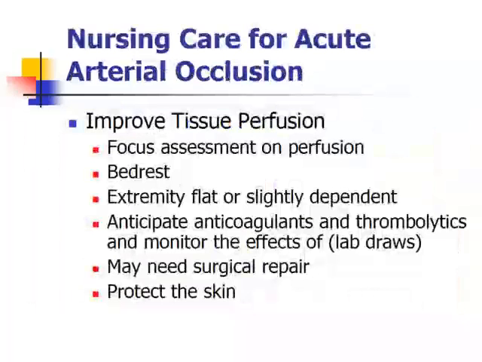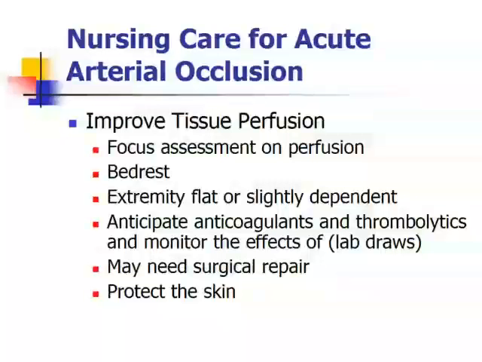Nursing care for patients with acute arterial occlusion, the main goal is to improve tissue perfusion. So focus assessments on perfusion, keep that patient on bed rest. The extremity needs to be in a flat or slightly dependent position to increase blood flow to that extremity. That patient will more than likely be on anticoagulants and thrombolytics, so make sure that the labs are drawn in an appropriate manner on those particular medications and follow-up is done on the results.